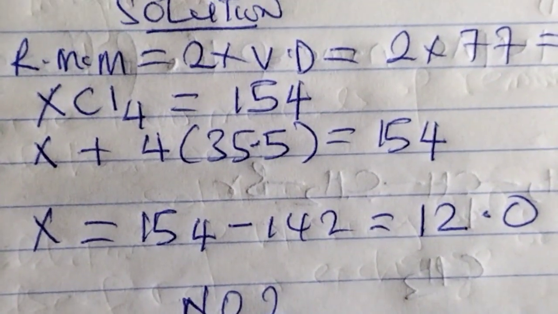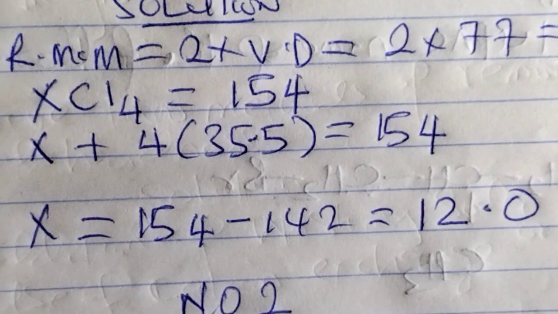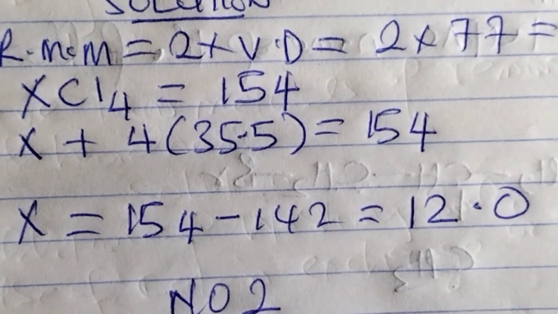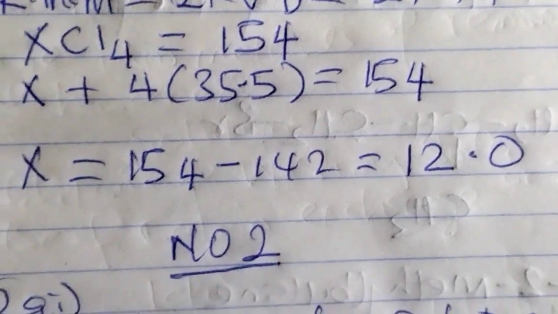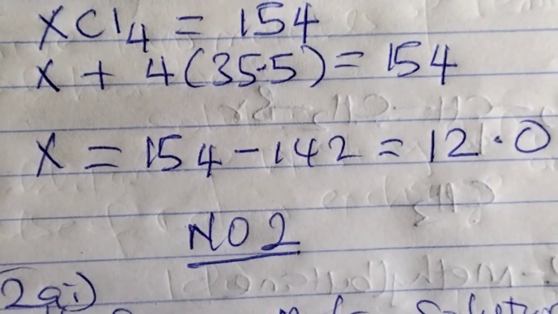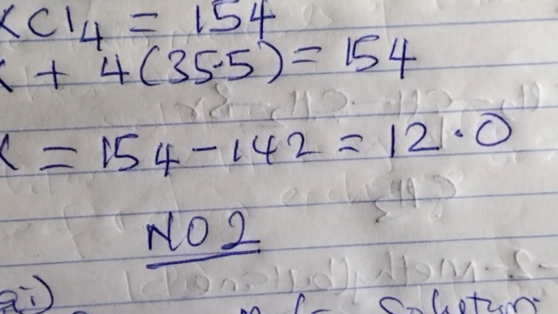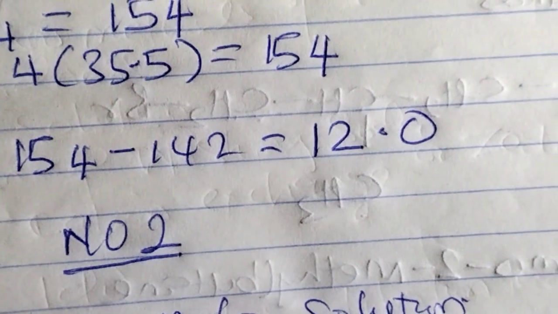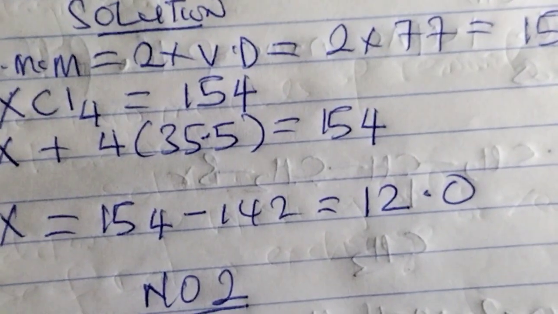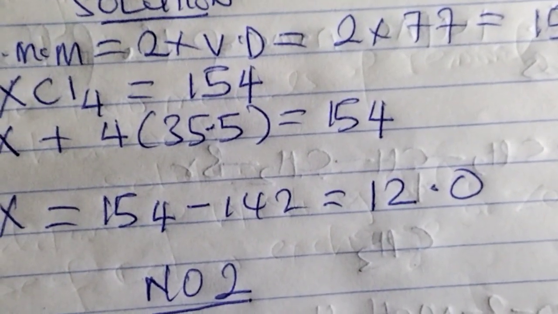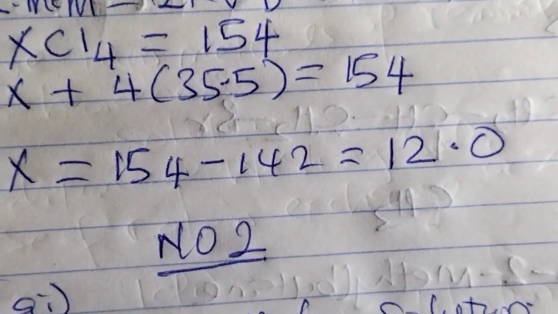We substitute chlorine with 35.5, that is S plus 4 times 35.5 equal to 154. Then making S the subject, S becomes 154 minus 142, and that will give you 12.0. So the mass of S is 12.0, and S is definitely carbon.